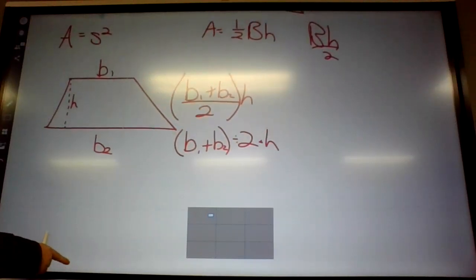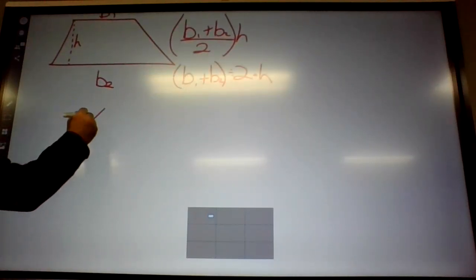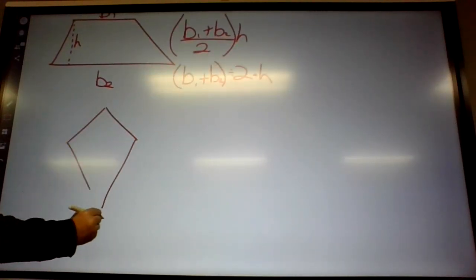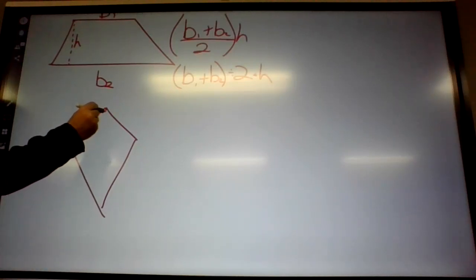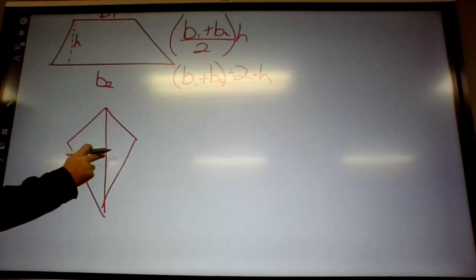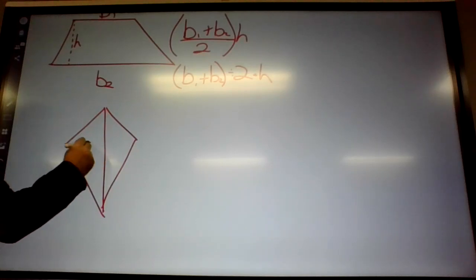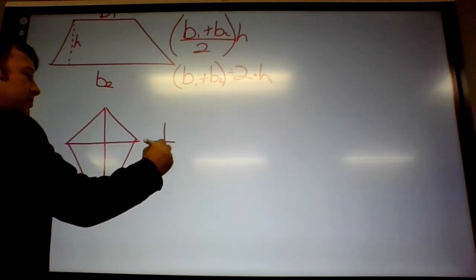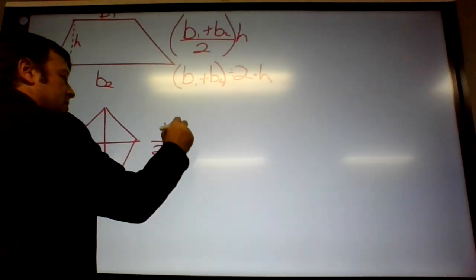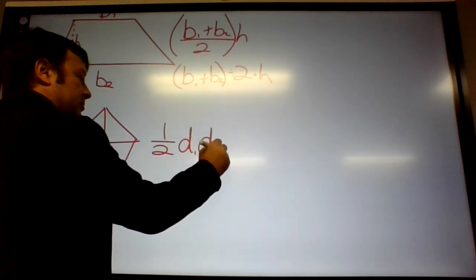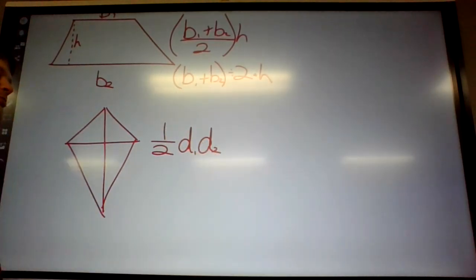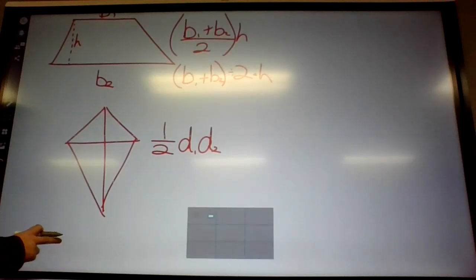Trapezoids: average of the bases times the height. And then what's this? That's a kite. You guys remember the formula we had for a kite? Area equals 1/2 base times height? Nope, that's a triangle. 1/2 diagonal times diagonal, or diagonal times diagonal divided by 2, for a kite.